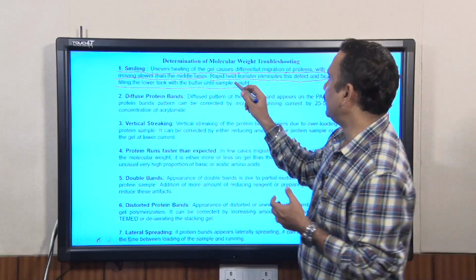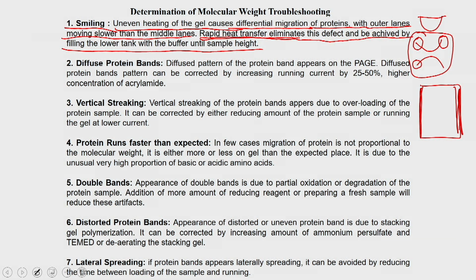So, what you can do is, rapid heat transfer will eliminate this effect, and it is achieved simply by filling the lower tank with buffer up to the sample height. If you remember, there was a buffer tank during the SDS-PAGE. You can just fill this buffer tank slightly more, so that the buffer present maintains uniform heat and keeps the SDS-PAGE plates slightly cool.